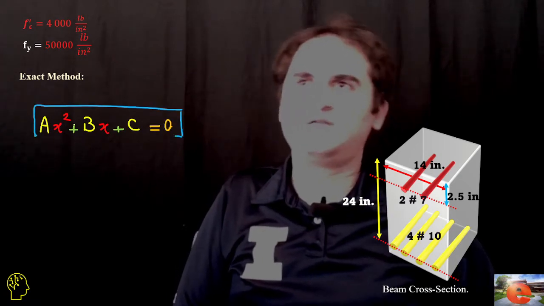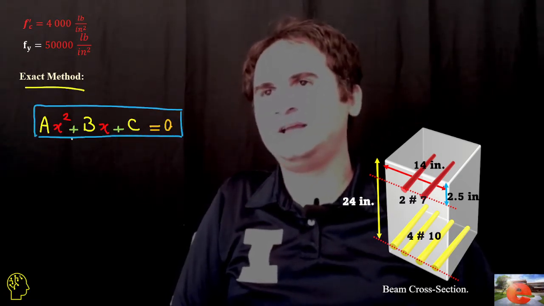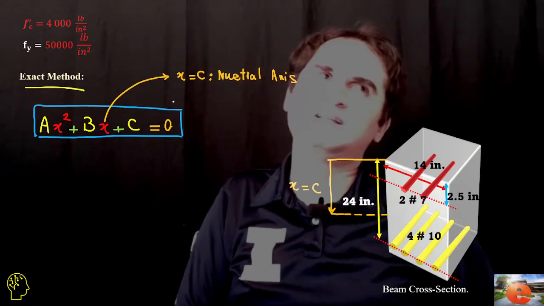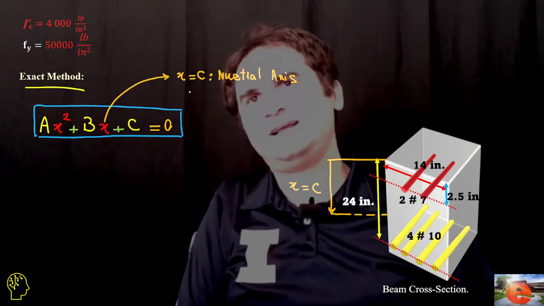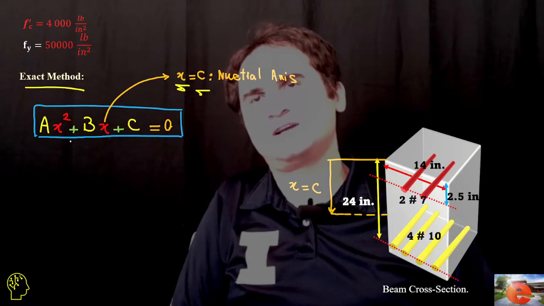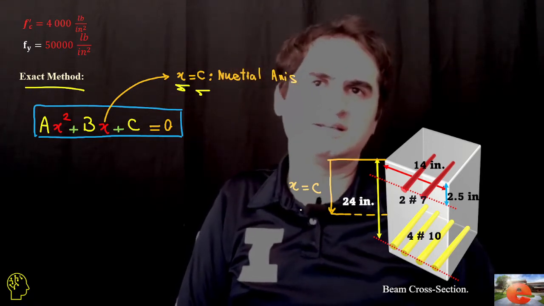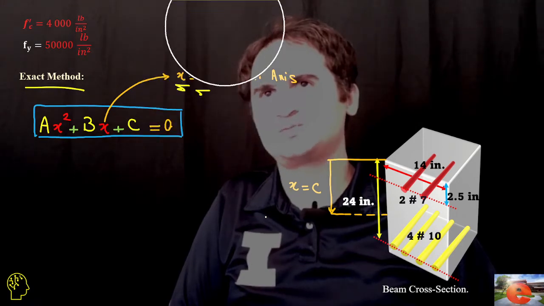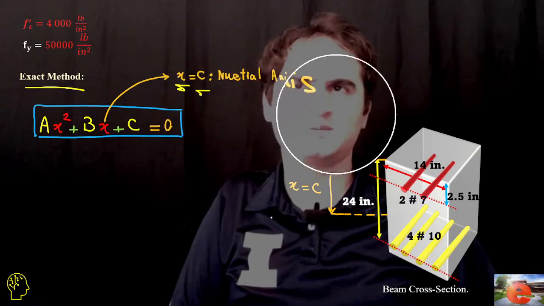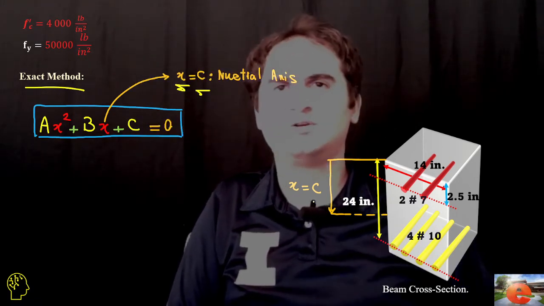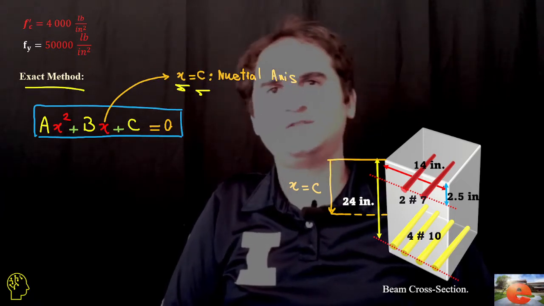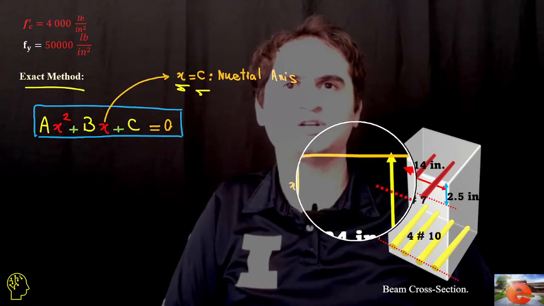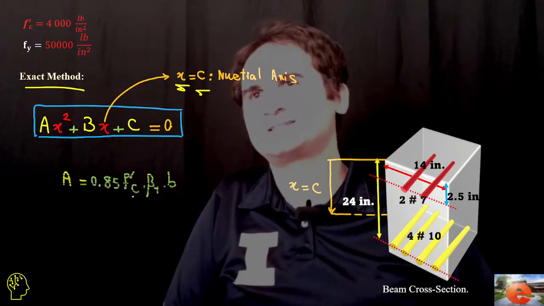So if we go by the exact method, that's the second-degree equation ax squared plus bx plus c, where x is the neutral axis. We don't want to mix this up with the c here, that's why we write it as x squared plus bx plus c, with coefficients measured as the distance from the top of the section to the neutral axis.